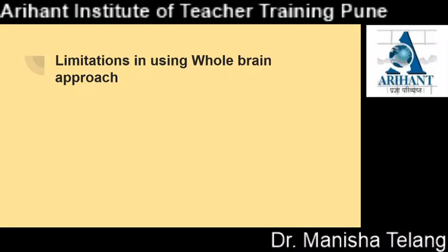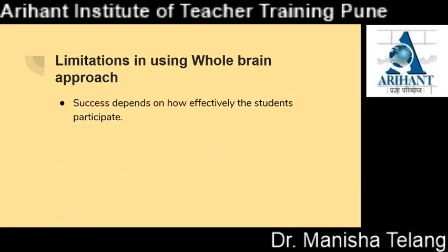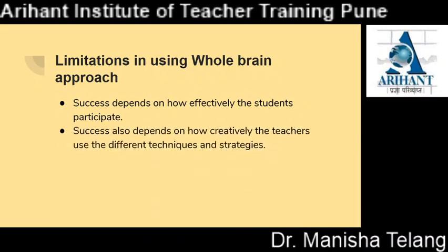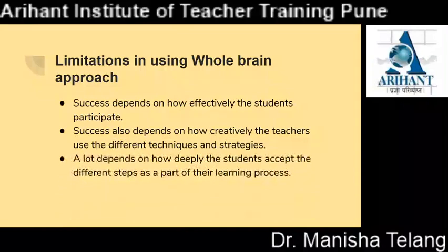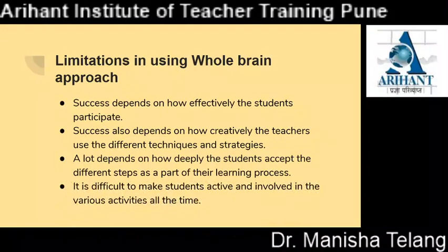Limitations of using the whole brain approach. Success depends on how effectively the students participate. Success also depends on how creatively the students use the different techniques and strategies. A lot depends on how deeply the students accept the different steps as a part of the learning process. It is difficult to make students active and involved in various activities all the time.